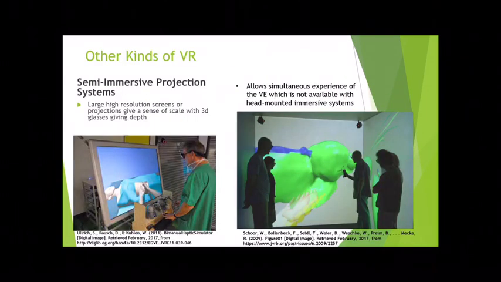Other kinds of VR. Semi-immersive projection system. Large high resolution screens or projections give a sense of scale, with 3D glasses giving depth. It allows a simultaneous experience of the view, which is not available with head mounted immersive systems.